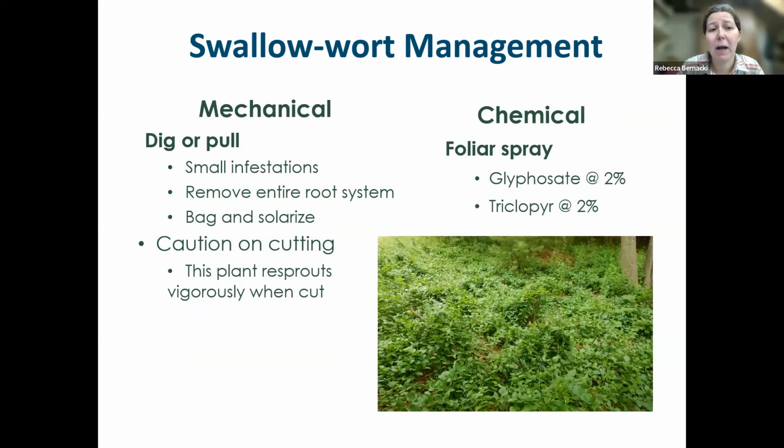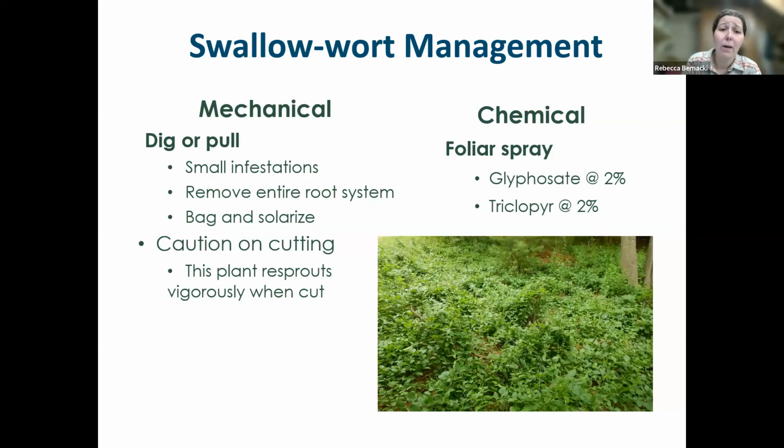So what are our management options for small infestations? Just a few plants, we can dig or pull them. This species does have a surprisingly long root, so just be mindful of that as you're digging it. We want to remove the entire root system, bag it and solarize. A caution on cutting, this plant does resprout very, very vigorously when it's cut, so you probably want to avoid cutting or mowing as a management technique for this species.